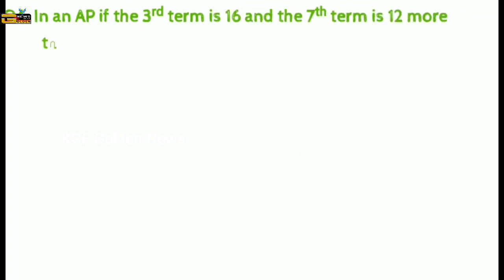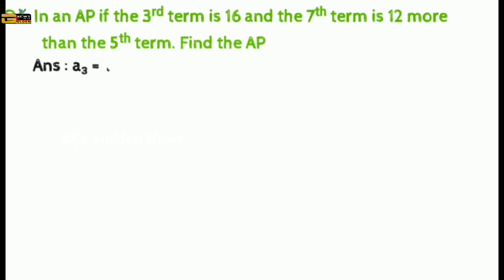Problem number 4. In an AP, if the third term is 16 and the seventh term is 12 more than the fifth term, then find the AP. The answer is: the third term is given by A3, which equals 16, and A3 is written as A plus 2D, which equals 16. Consider this as equation number 1.